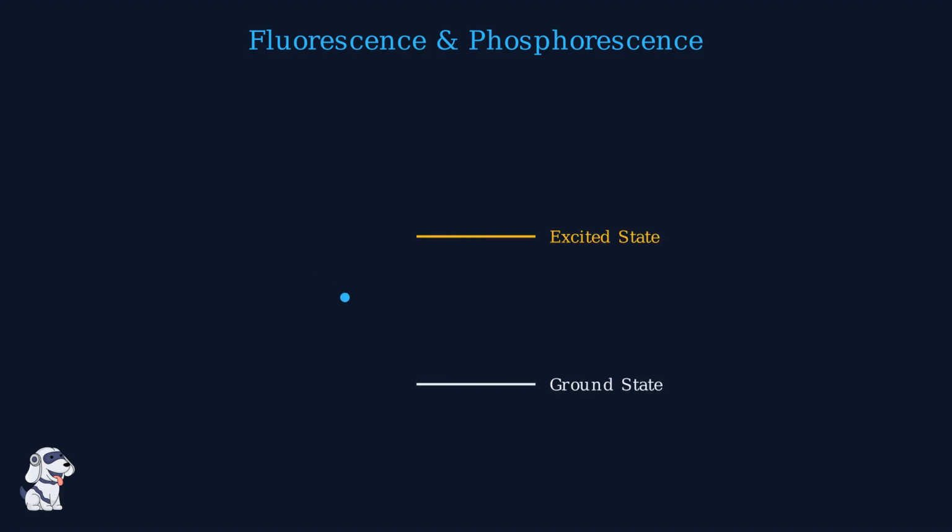Fluorescence and phosphorescence are photoluminescence processes. Atoms or molecules absorb a high-energy photon, jumping from a ground state to an excited state. In fluorescence, the electron quickly returns to the ground state, emitting a photon of lower energy. This happens almost instantaneously. Phosphorescence involves an intersystem crossing, where the electron gets trapped in a triplet state, causing a delayed emission of light over a longer period.